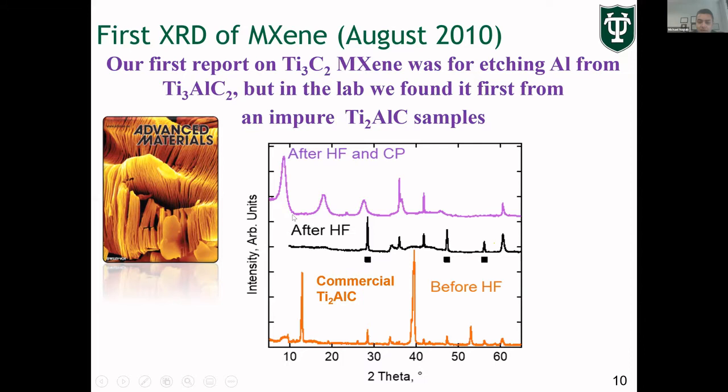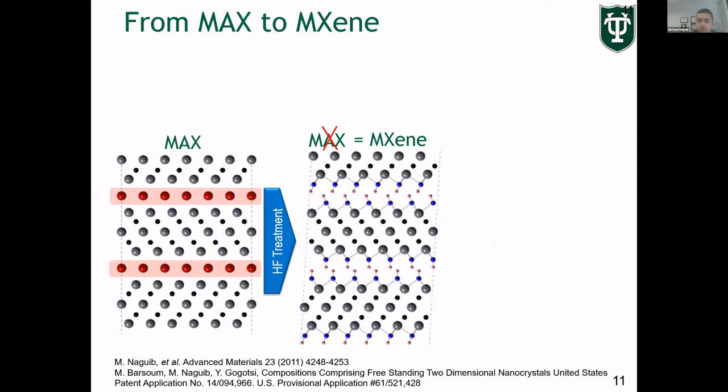And then we got the yield of 100%. When you put titanium 3 aluminum carbon 2 in HF, you almost get no weight loss because the aluminum is replaced by OH and F. So here's going from MAX to MXene. In HF, we remove the A layer out of the structure.